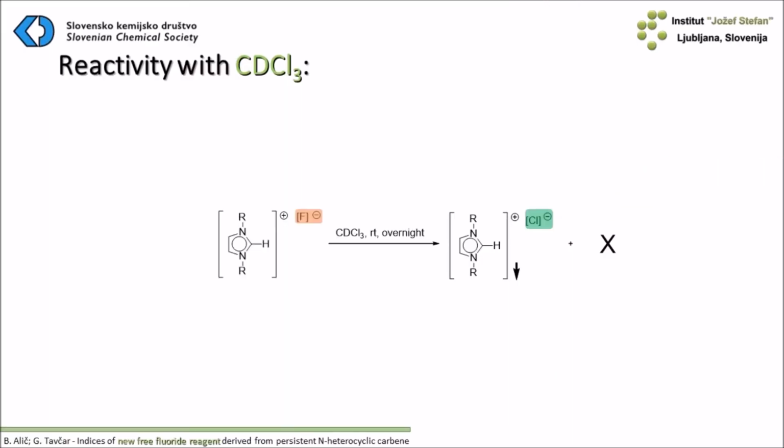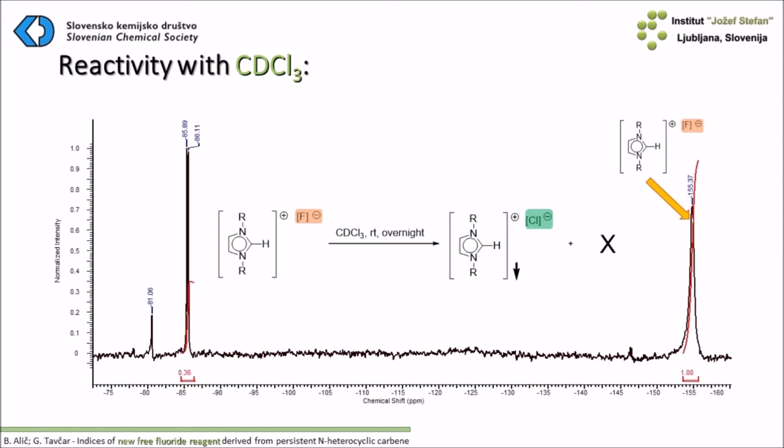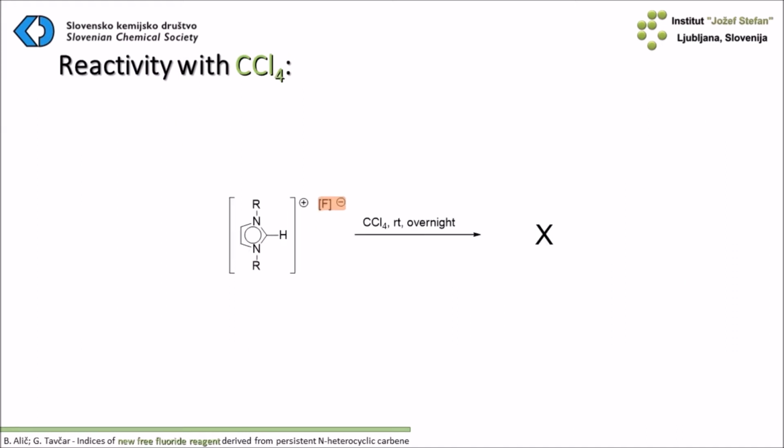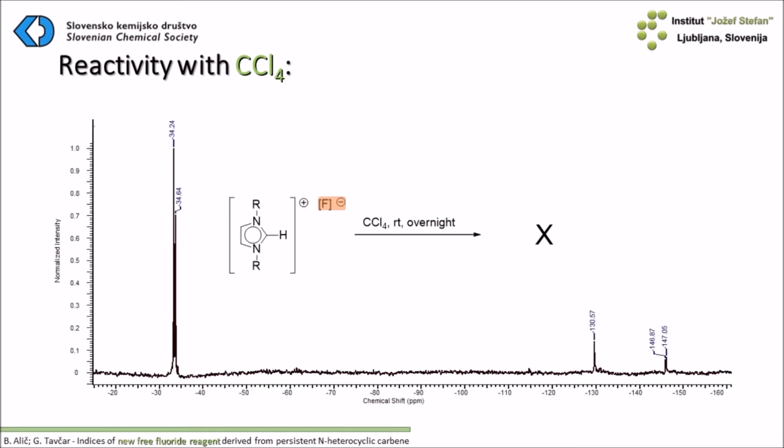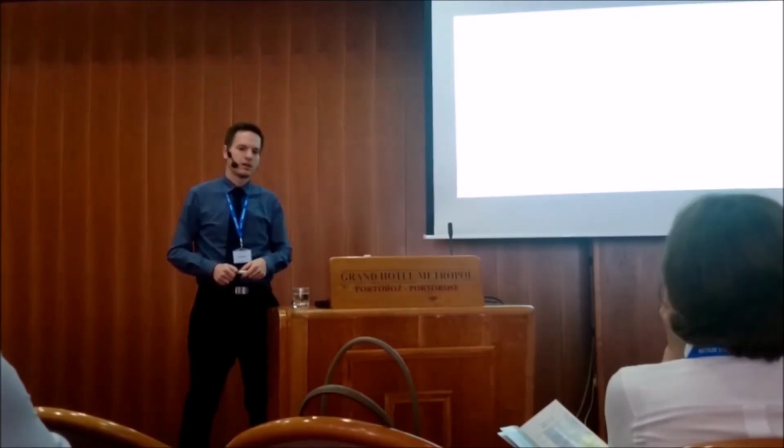I also reacted it with deuterated chloroform. What precipitated out of the solution, and we got a crystal structure, is imidazolium chloride, so it's active, and we got mixed halogenated species in the solution, and the same goes for tetrachloromethane, which is even more reactive because no peak for imidazolium chloride can be seen, but mixed halogenated species was observed.